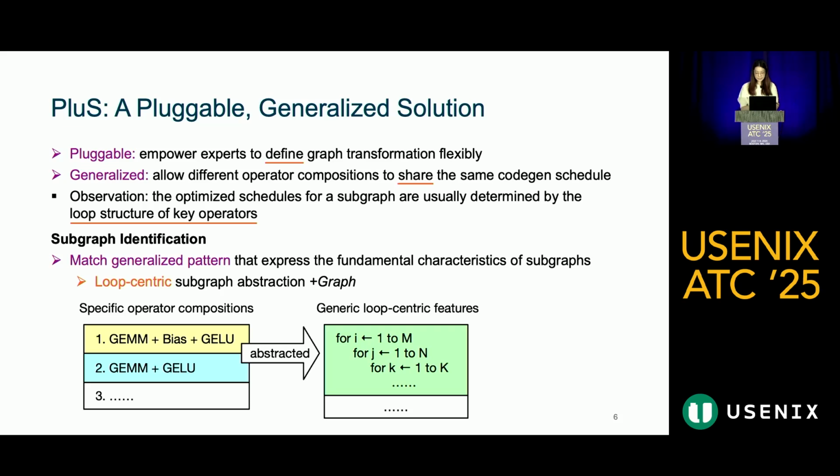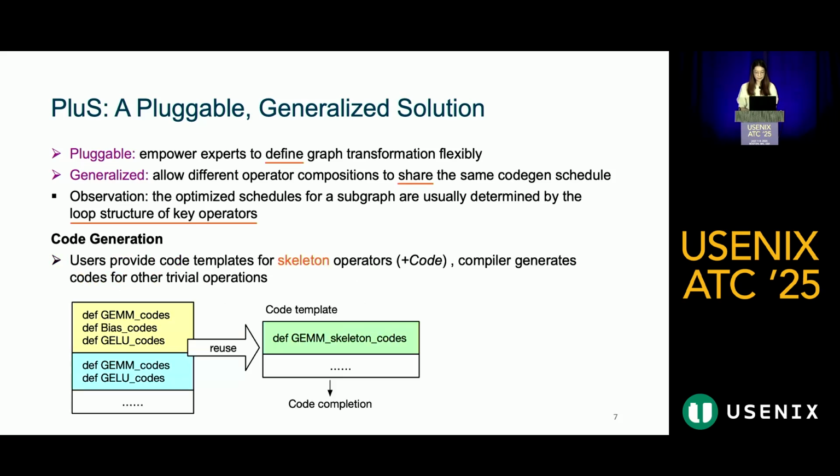To do this, PluS uses a loop-centric subgraph abstraction called PlusGraph. So instead of matching each specific operator composition, it matches a generalized loop pattern. On the other hand, PluS provides an interface called PlusCode that lets users provide codegen templates for each pattern. This template defines the schedule for the loop skeleton of the key operators, like the GEMM operation in the example, and PluS will automatically generate the code for other trivial operations in the subgraph.